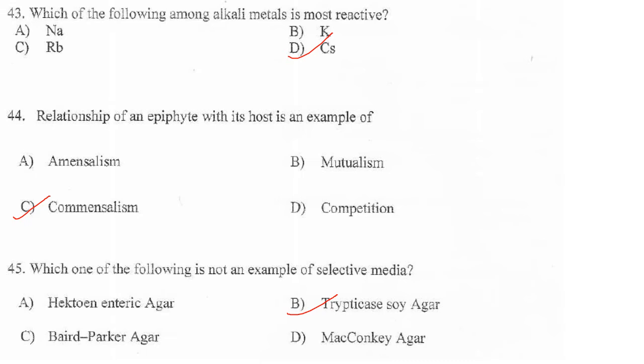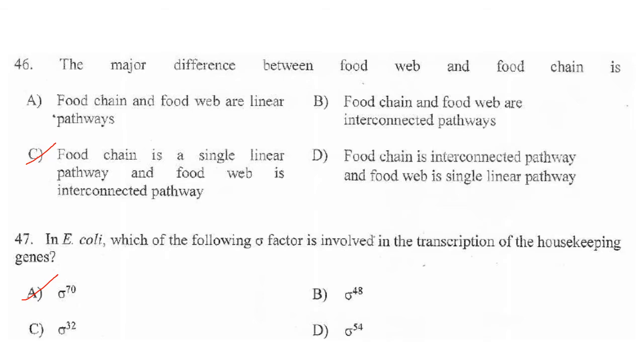Then which of the following is not an example of selective media? So trypticase soy agar is not an example of selective media. It is a general purpose, non-selective, non-differential medium that supports growth of all microorganisms that do not require special nutrients. So next one. The major difference between food web and food chain is. So a food chain is a single linear pathway and a food web is an interconnected pathway. Answer is option C.